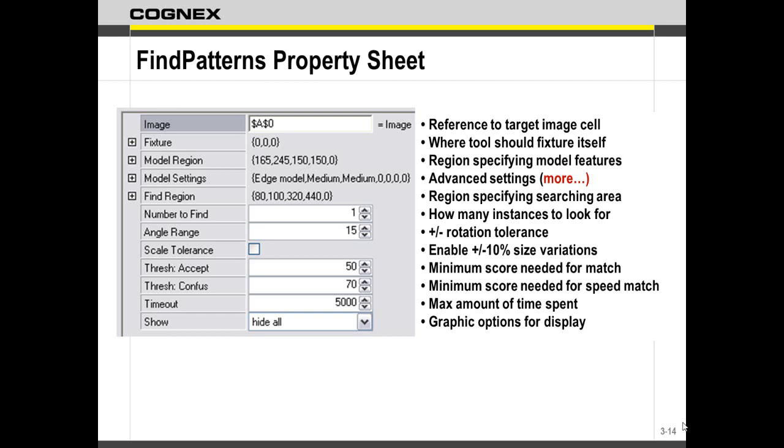I could reference something else. We'll talk about image processing and everything later. I could reference something like that. But right now I'm saying no, the image coming from the camera, that's what I want to use for this tool. Then it's going to ask you about fixturing. We're going to just ignore that for right now. Then it's going to ask you about the model region. So this is where you can go in there and set up the model region. Your model settings, I'm going to talk more about model settings in a moment, and then you have your find region. Any of those parameters that have a little plus next to them, if I hit that plus, it expands them. It actually has more details in it.